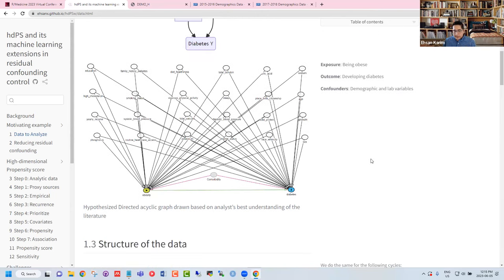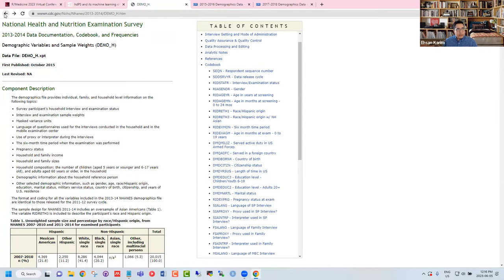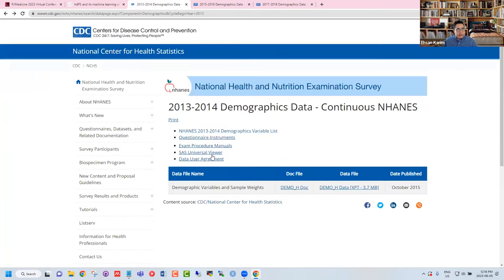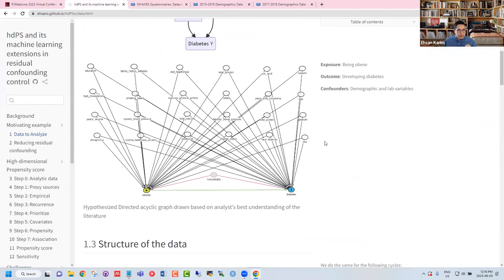The way the NHANES data source works is that if we go back to the NHANES website one more time, this is the demographic component that you are looking at in here. And if you go back, you can see there are many other different components that are also available. There is not only demographic, but also dietary information, examination data, laboratory data, and some additional data sources, such as the limited access data, that you need to understand to obtain all of the different variables that are available in different parts of the data.